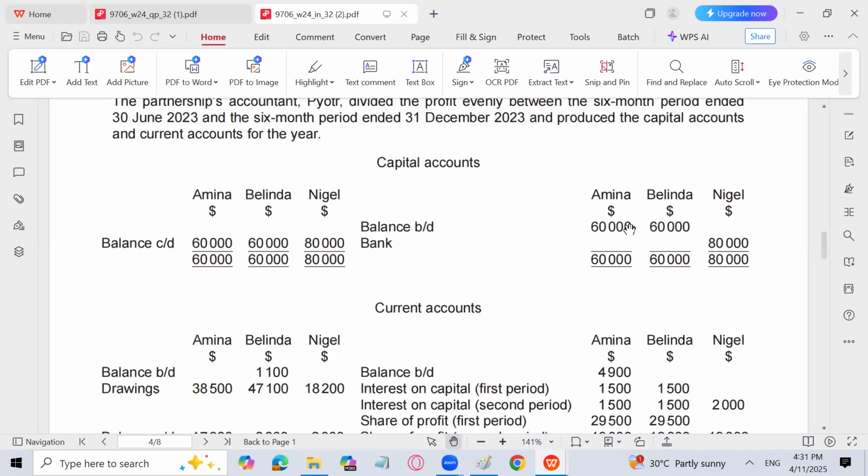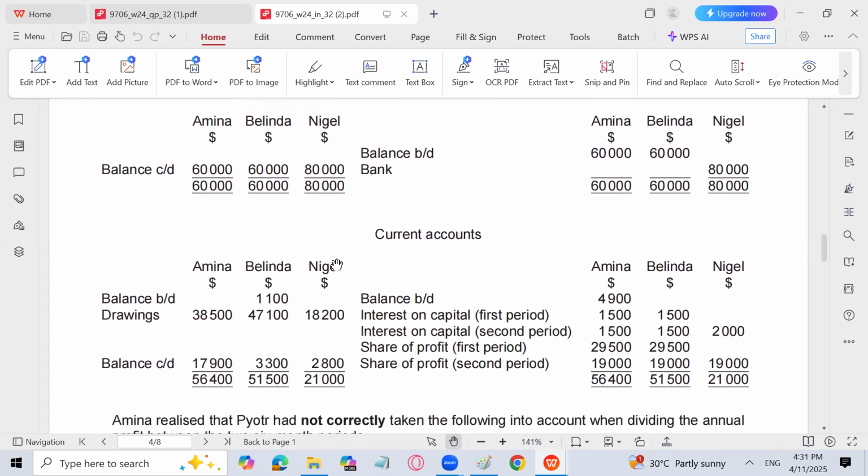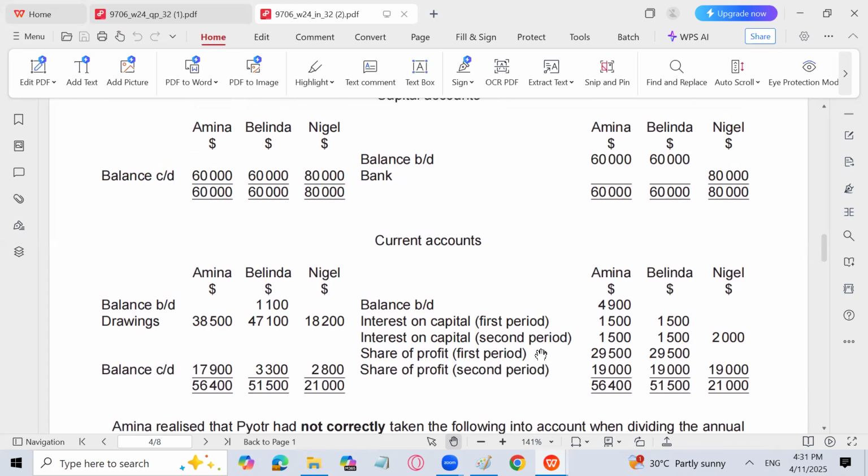So balance brought down is 60,000 and 860,000 for Belinda. Nigel has contributed capital of 80,000, and the carry down is given. Current accounts are given. Interest on capital for the first period means first 6 months, last 6 months. Share of profit, same. Drawings are given. So let's calculate the interest on capital, which is unchanged.